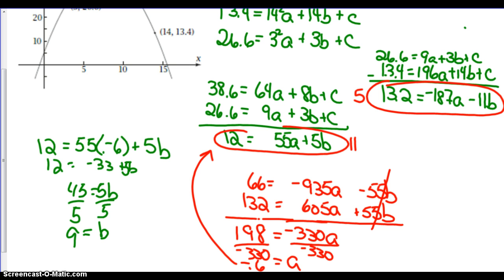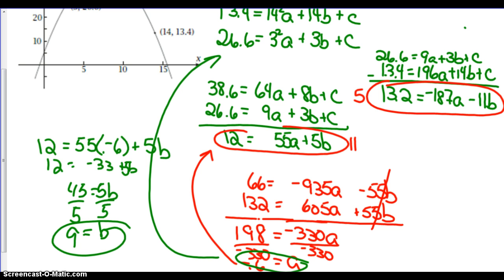The last step is now to take your value of a, your value of b, and bring them all back to the original and find out your value of c. So I'm going to leave that to you, but I will tell you the answer is negative 0.6 x squared plus 9x plus 5.